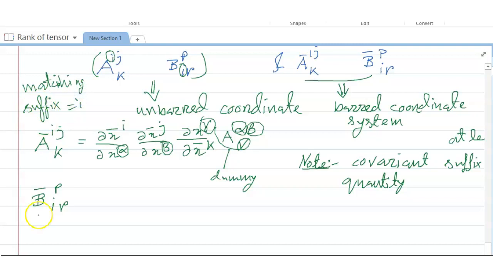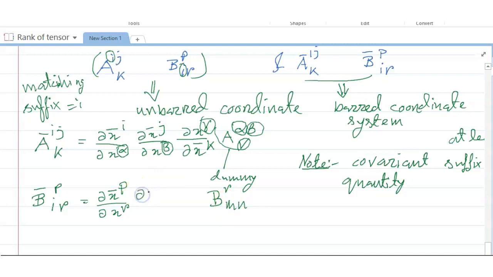So friends, B^p_{IR} can be written as ∂x̄^p/∂x^r. I take r, whatever my target, I write this way, B^r, and I can write it as B^{r}_{mn}. I write this way, okay?